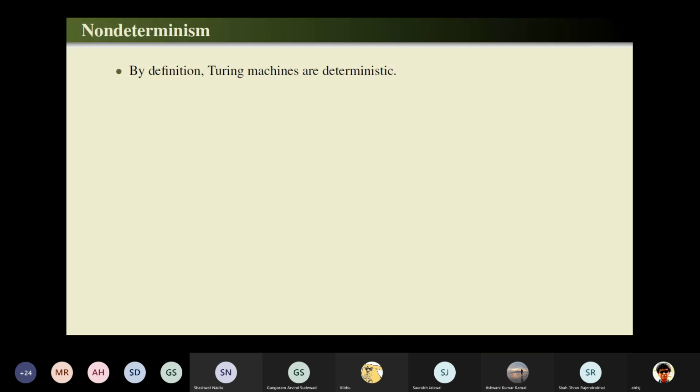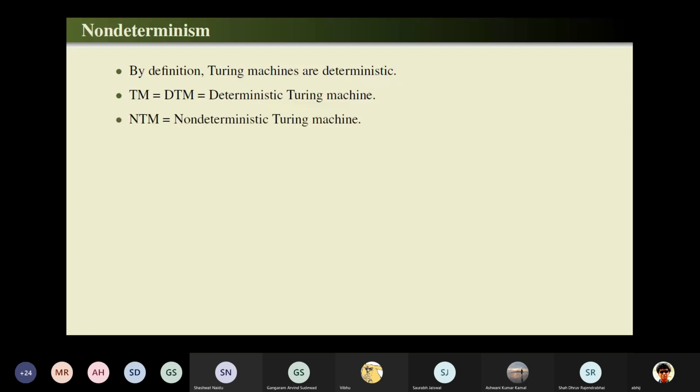So by definition, we always consider deterministic Turing machines. Whenever I say Turing machine, I always mean a deterministic Turing machine. And if I want to highlight that the machine is deterministic, I sometimes may use DTM. Likewise, I introduce non-deterministic Turing machines and use the abbreviation NTM.